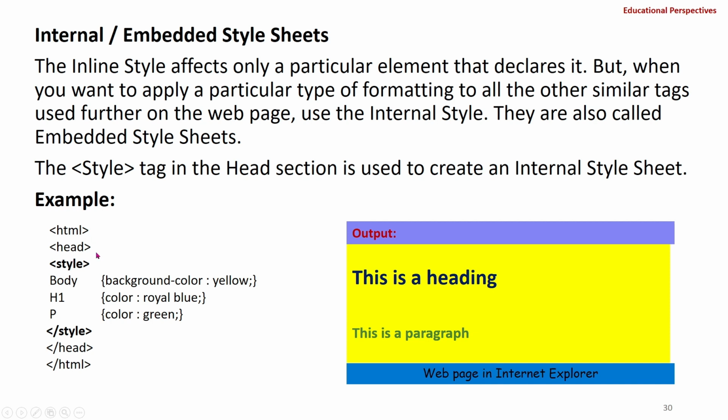So HTML, then head, and inside the head we will write style and slash style. In between the style and slash style, we will give body, H1 and paragraph tag, and as many tags as we wish to insert. So for the body, we have given background color as yellow. For the H1 heading, we have given the color as royal blue, and the paragraph is written in green. So this is background color yellow, this is royal blue color, and this is green color.